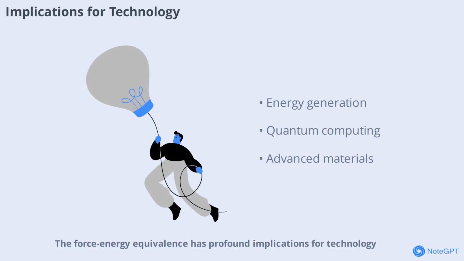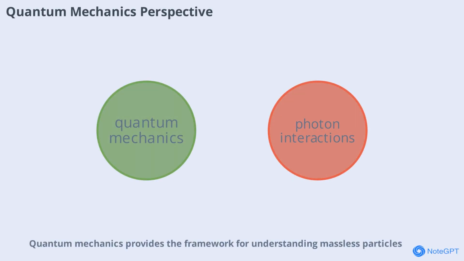Force-energy equivalence has profound implications for technology. Understanding how energy can be extracted from small forces could lead to new innovations in energy generation and storage. This principle may also impact fields like quantum computing and advanced materials, where massless particles play a crucial role. Quantum mechanics provides the framework for understanding massless particles. The new force formula aligns with quantum principles, emphasizing oscillation and frequency. This perspective helps us describe phenomena that classical physics cannot, such as photon interactions and atomic scale behaviors.